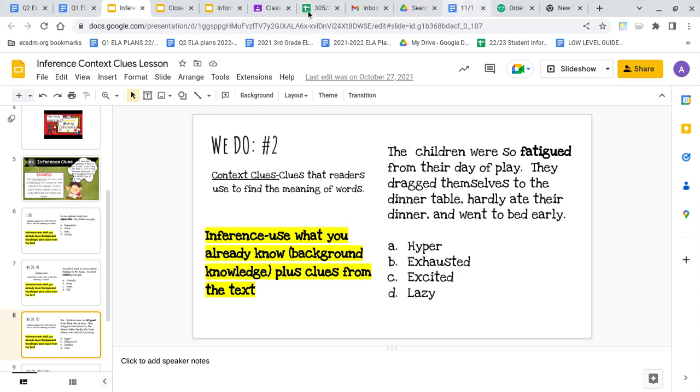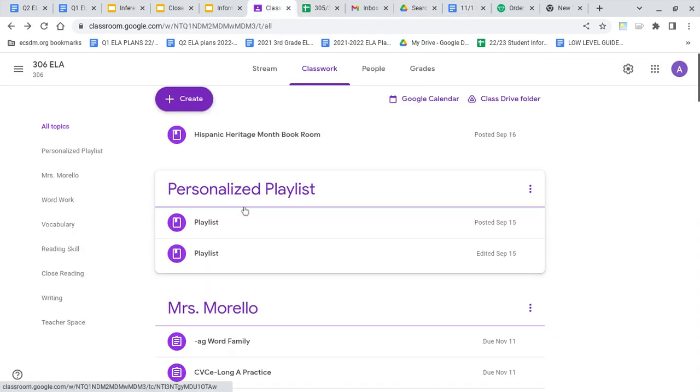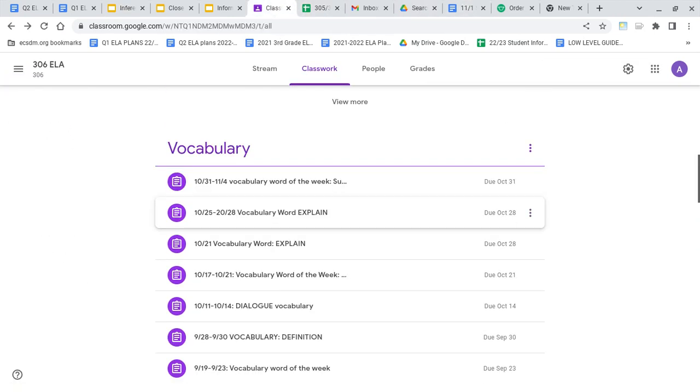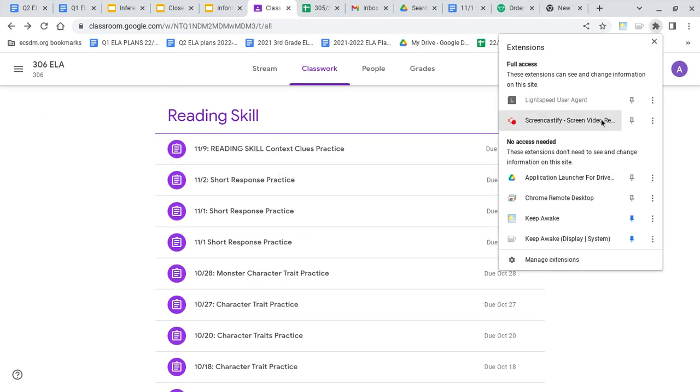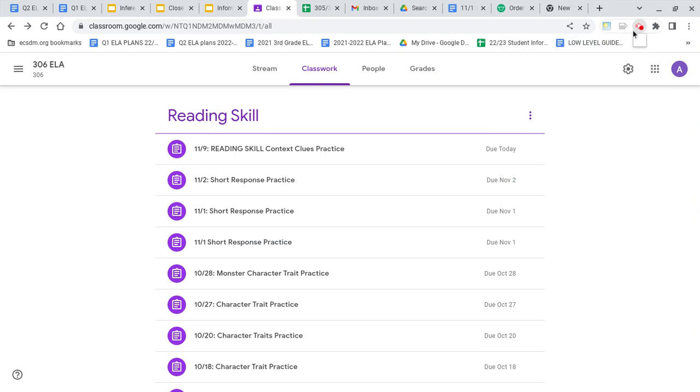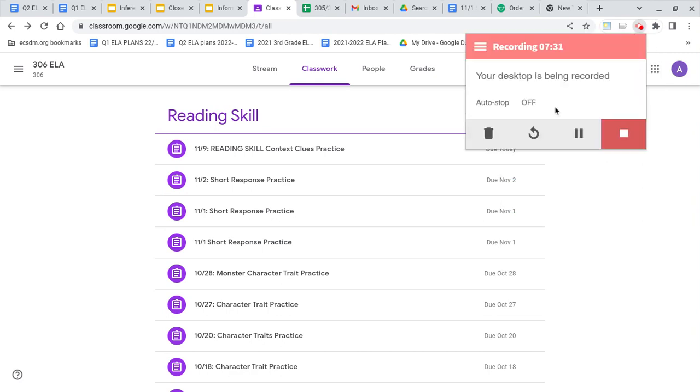So what you're going to do is go to Google Classroom, and underneath reading skill, everything is read aloud to you as well. You're going to look at those sentences and try and see if you can figure out what the words mean. Remember, you're using what you already have in your brain. You're just rationalizing, using your background knowledge and trying to figure out what the word can mean.